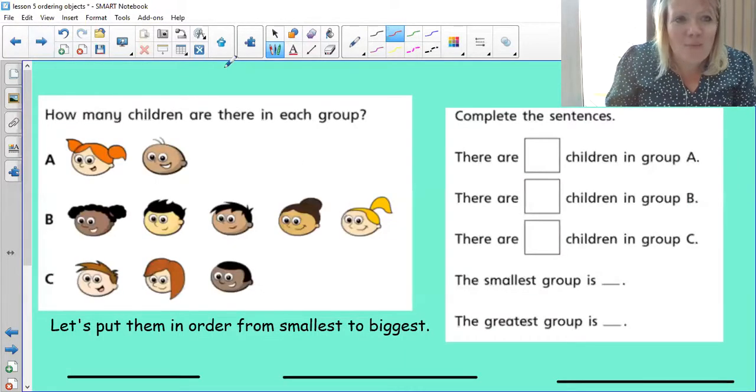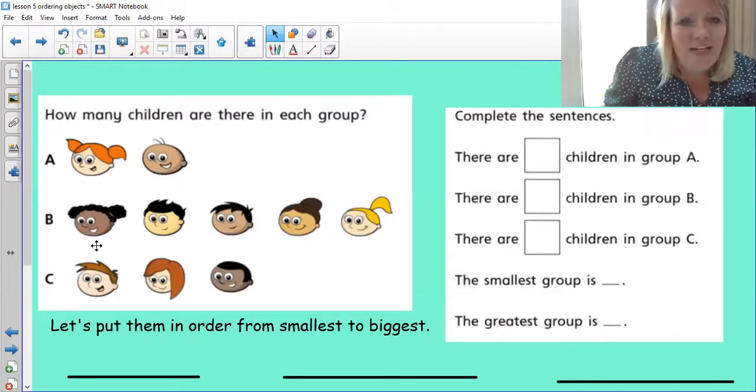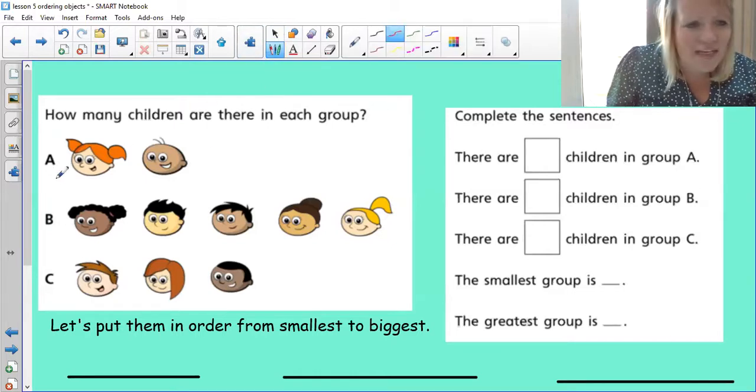Let's have a look at something else, shall we? We've got some problems here. So we've got some groups of children. It says here, how many children are there in each group? So we've got to complete the sentences. How many are there in A? So I'll find A, let's count. One, two. There are two children in group A.